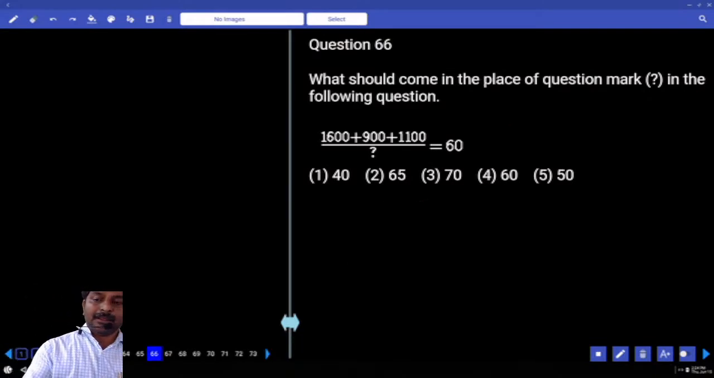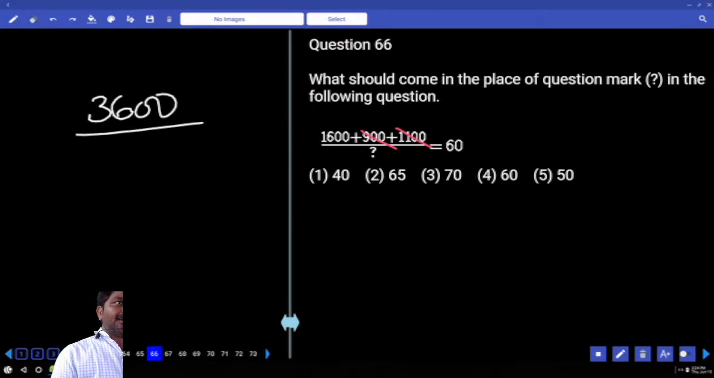Over 1100, 900, 2000 plus 1600, 3600. By x is equal to 60. Then x is equal to 3600 by 60. Answer 60.